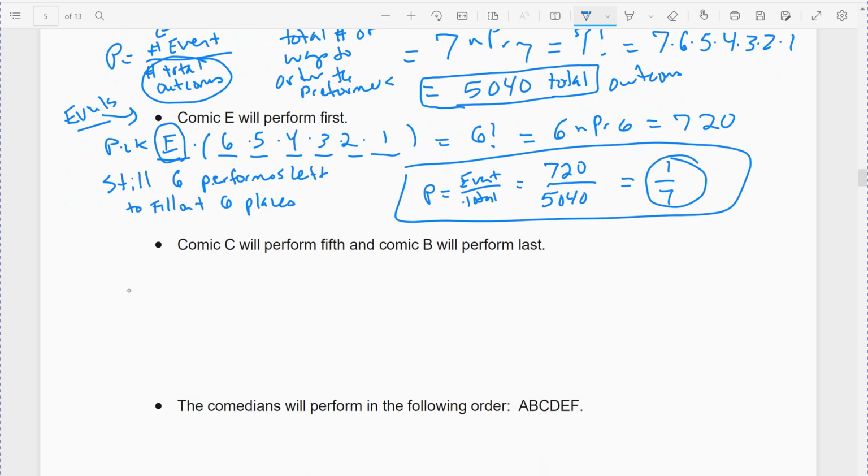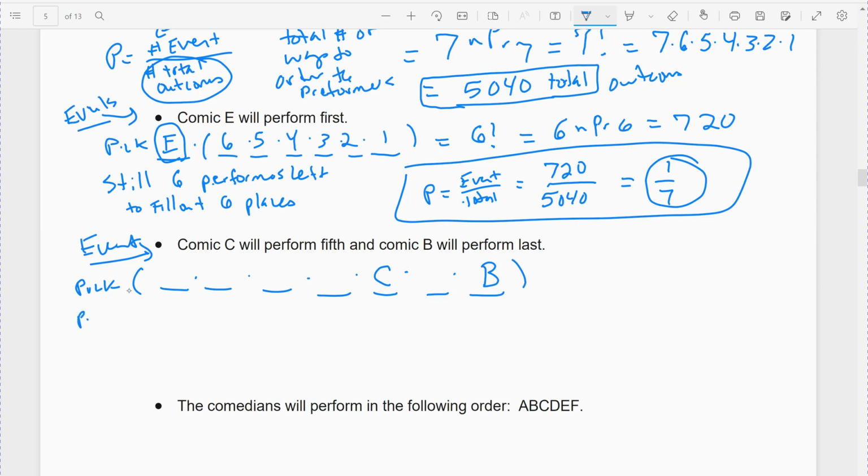All right, the next one. Comic C will perform 5th, and comic B will perform last. So again, this is my event, so we're going to figure out the event first. First thing we have to do, I'm going to write my 7 spots out: 1, 2, 3, 4, 5, 6, 7. C is 5th, so 1, 2, 3, 4, 5. So C is here. B is last. So we've already put C and B in order.